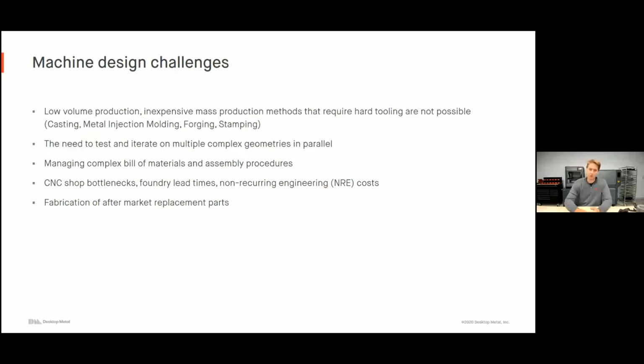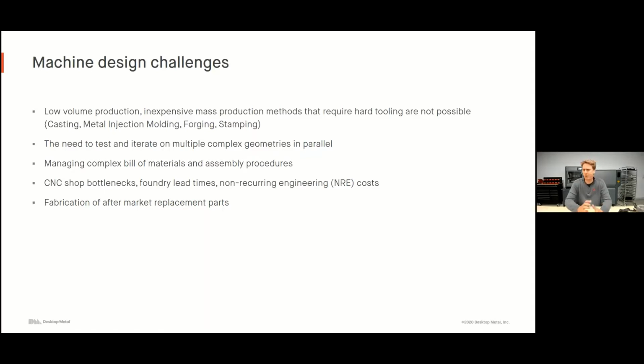CNC shop bottlenecks, foundry lead times, and NRE, non-recurring engineering costs is something that we see a lot of in machine design. As we're designing our machine, we're going to need many different CNC parts. We may need to outsource some stuff to a foundry. The lead times are very high generally on these foundries, as well as with many CNCs that are getting very, very backlogged. So this is a challenge that we have to navigate around, as well as these non-recurring engineering costs where we may have to invest in some fixturing or some programming to CNC a single part. These costs are non-recurring, but since we're producing in low volume, they really add up. They really add to our part costs.